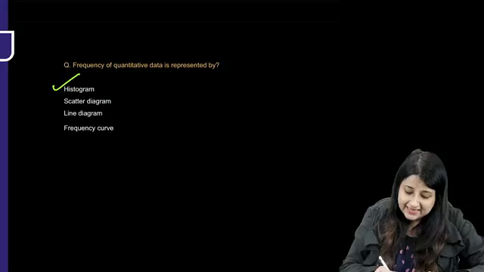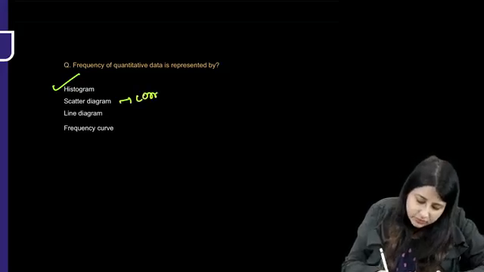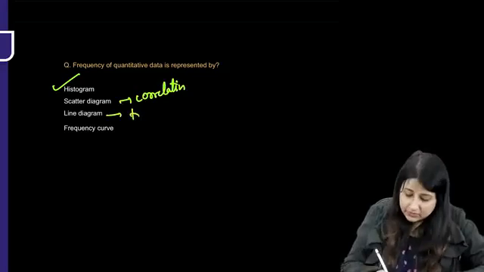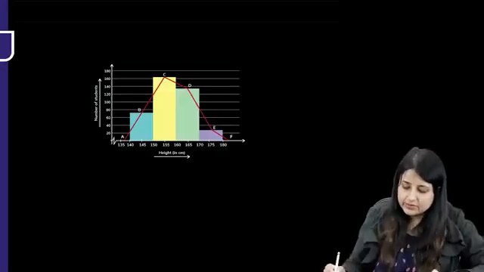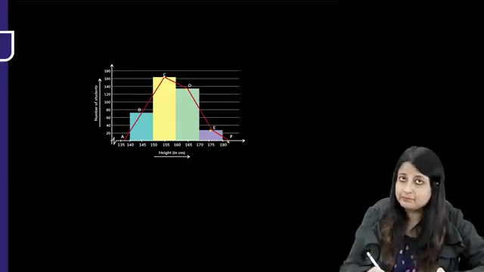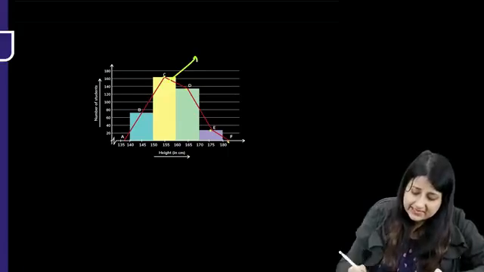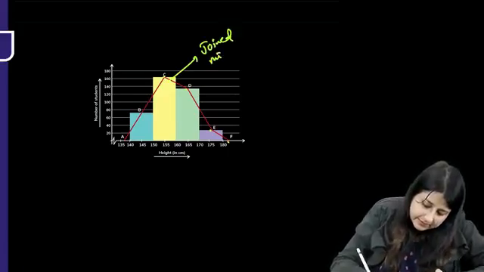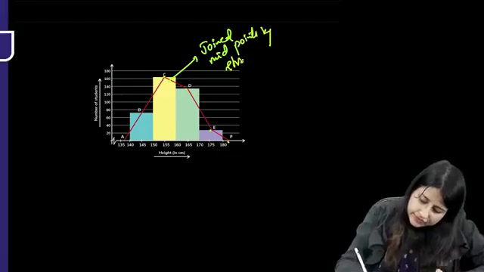So frequency of continuous variables, histogram. Frequency of quantitative data, histogram. Right now you will see scatter. In scatter, the word is used as correlation. In line, the word is used like trends. Now we are going to see: if I join the midpoints of this histogram by straight lines, what have we done? We have joined midpoints by straight lines.